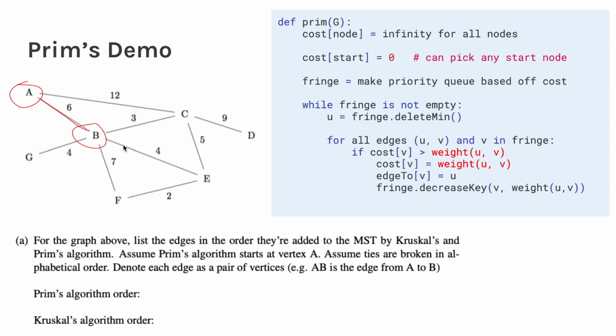You can just look at all the edges coming out of this tree. So that's these edges. We have A to C, B to C, B to G, B to F, and B to E. And we look for the minimum edge coming out. And that would be B to C, right? That has an edge weight of 3. So then I'm going to add that next to the tree.